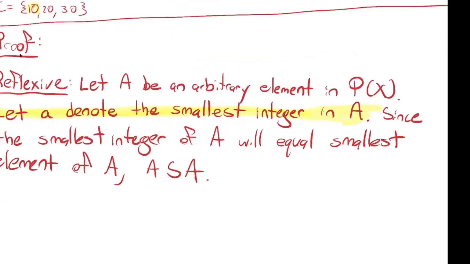Okay, then would come the symmetric property. And so for the symmetric property, what we're trying to show is if A is related to B, does that imply that B is related to A?